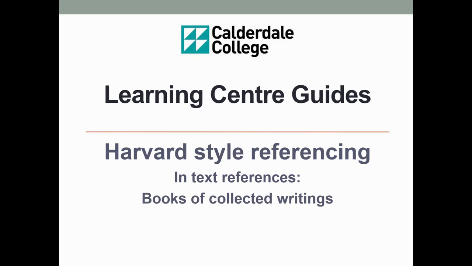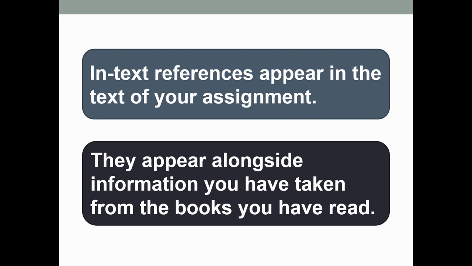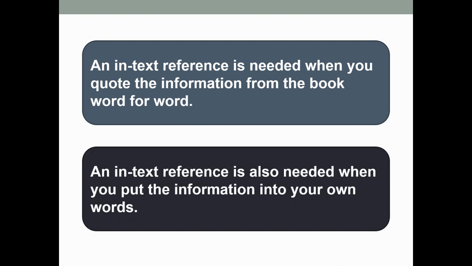In this recording, I'm going to explain how to reference information taken from a chapter in a book of collected writings in the text of your assignment. So, in-text references appear within the text of your assignment, and they appear alongside any information that you have taken from the books you have read and included in your assignment. An in-text reference is needed when you quote the information from the book word for word, but it's also needed when you put the information into your own words.